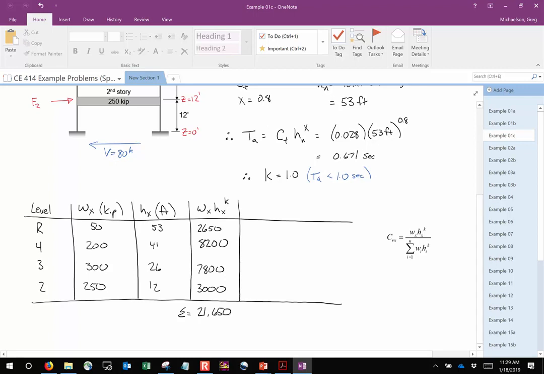Sound good? All right. So then the next thing I'm going to compute are these distribution factors. These C_vx terms are basically distribution factors, and they're really easy to compute. For each story, here's the formula: I take a term divided by the sum. So to compute this one, I take the 2650 divided by the sum, and then this divided by the sum, this divided by the sum, this divided by the sum. Let's say 3 decimal places just so we're all on the same page.